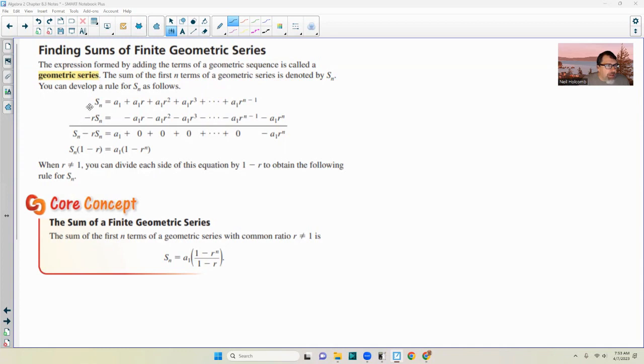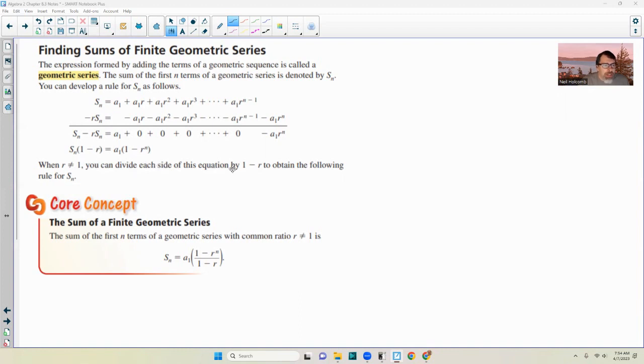And then if I take negative r times s sub n, I get this. So trying to come up with how they did this, well, they wanted the r's to cancel. So a sub 1 r minus a sub 1 r is going to give me plus 0, plus 0, plus 0, plus 0, plus 0. And then we're going to be left with that minus a sub 1 r to the n at the end. So it comes out to be s sub n times 1 minus r, 1 minus the common ratio, equals a sub 1 times 1 minus r to the n, where r cannot equal 1, because you can't have s sub n times 0, you get nothing.